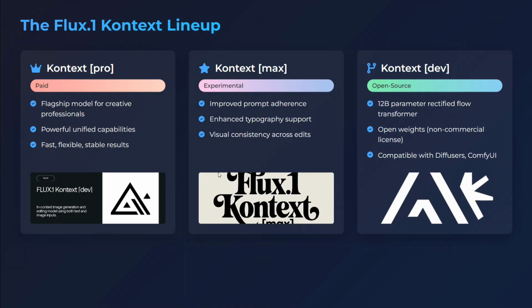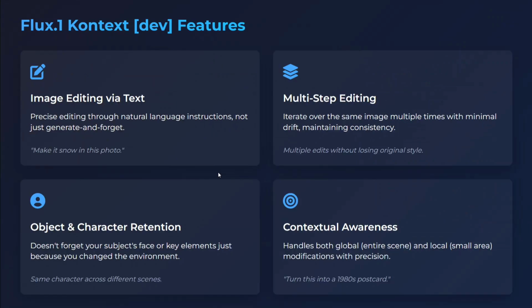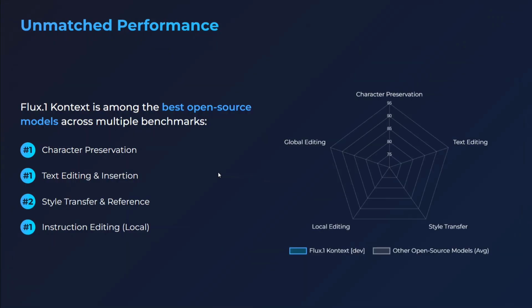Yes, you heard it right. The Hugging Face team has also released the code. In the page that I was showing you, beneath you can see some simple code also to run Flux Context Dev. Image editing via text, like make it snow in the photo, multiple edits without losing original style. As you can see here, you can ask for changing the text, changing everything, and it'll keep the style the same. Contextual awareness and object and character retention.